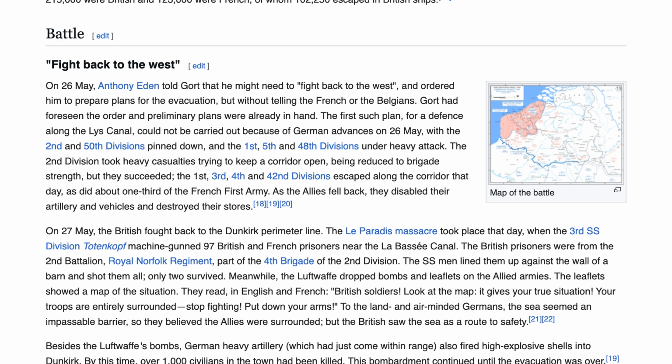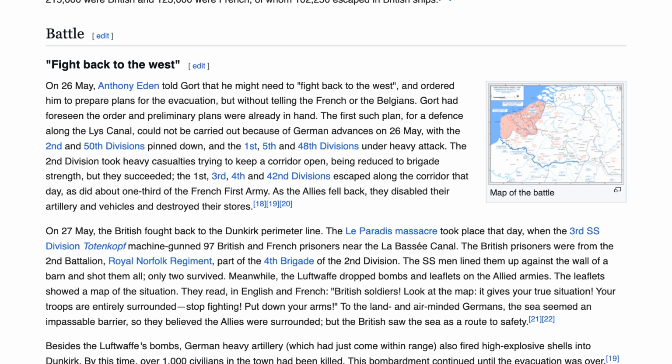The 3 days thus gained gave a vital breathing space to the Royal Navy to arrange the evacuation of the British and Allied troops. About 338,000 men were rescued in about 11 days. Of these, some 215,000 were British and 123,000 were French, of whom 102,250 escaped in British ships.